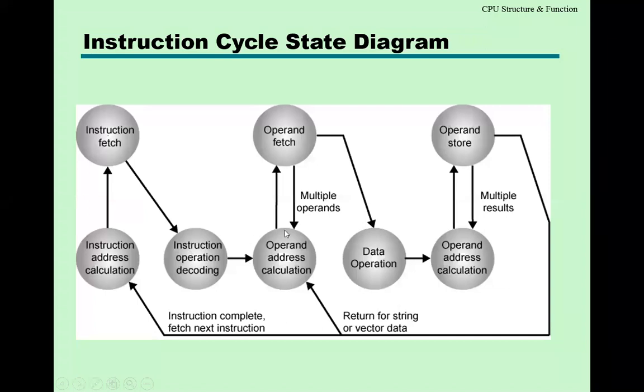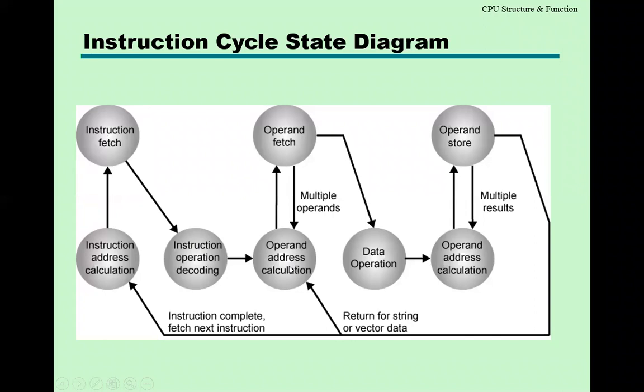Similarly, we have to decode the instruction. After decoding, suppose your instruction is A plus B, right? Here, after decoding, the ALU comes to know this is for addition. And to perform this addition, two operands are required, A and B. So again, the next step is operand address calculation.